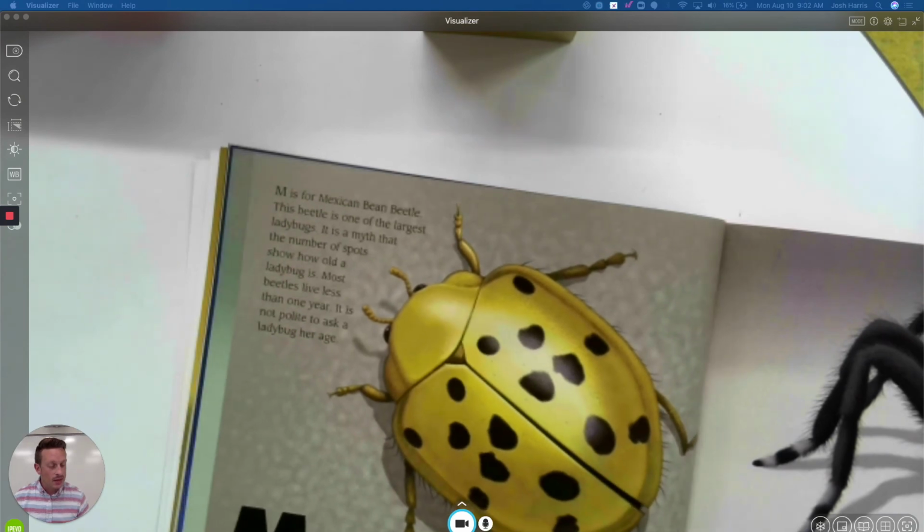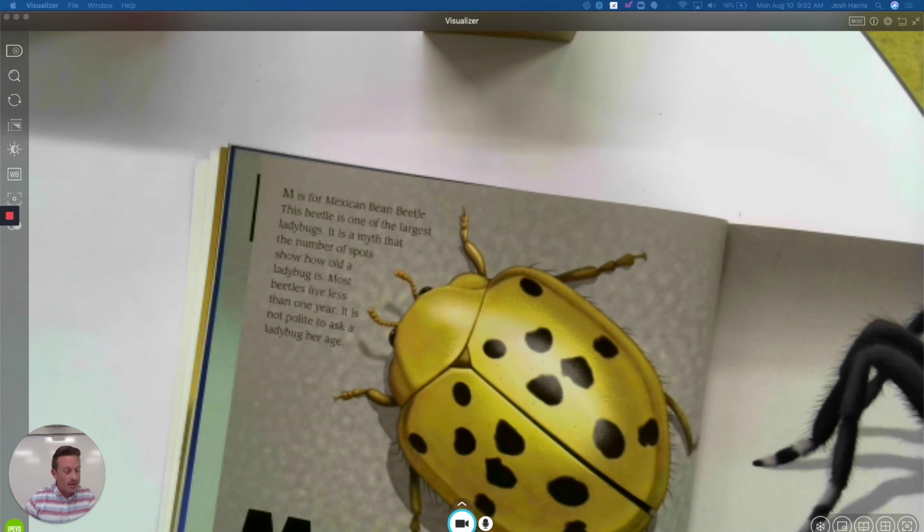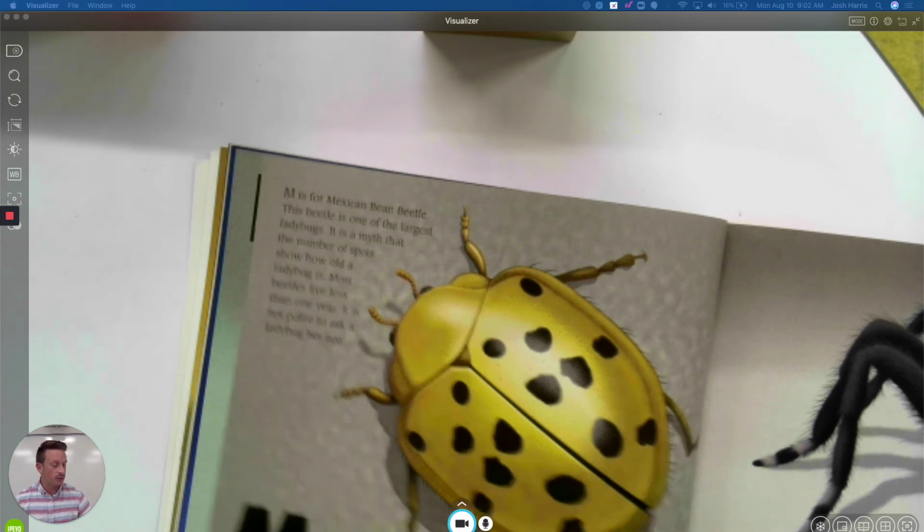M is for Mexican bean beetle. This beetle is one of the largest ladybugs, and it is a myth that the number of spots shows how old a ladybug is. Most beetles live less than 1 year. It is not polite to ask a ladybug her age.